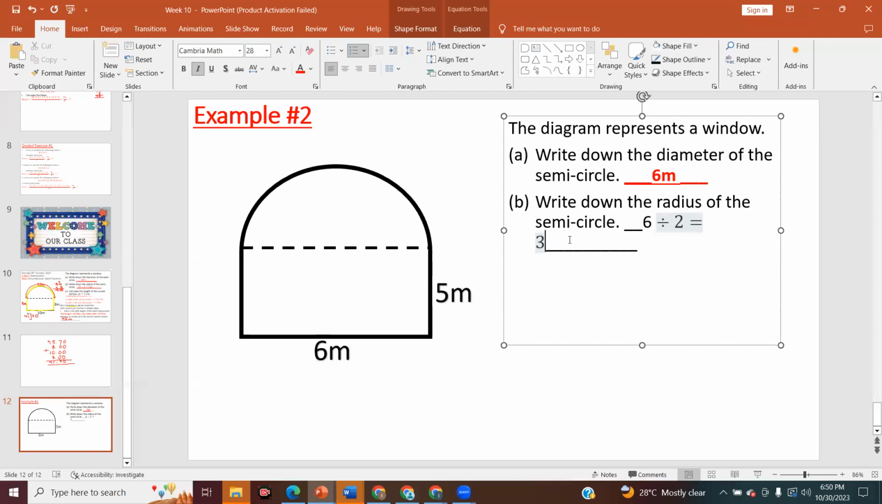So 6 divided by 2 is 3, so it's gonna be 3 meters. All right, so 3 meters is the radius because the radius is half of what? The diameter. Very good.